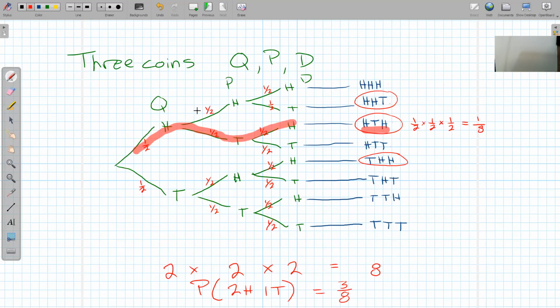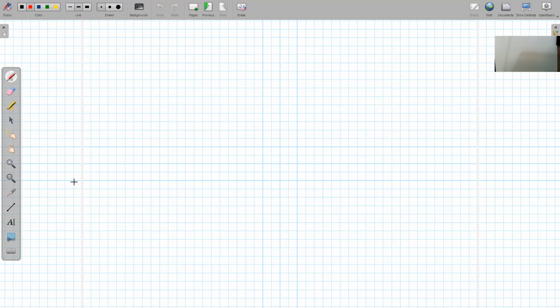So once we have a tree, we can answer pretty much any question somebody asks about the situation of flipping a quarter, a penny, and a dime. All right, let's try another example. Let's suppose we roll 2 6-sided dice.